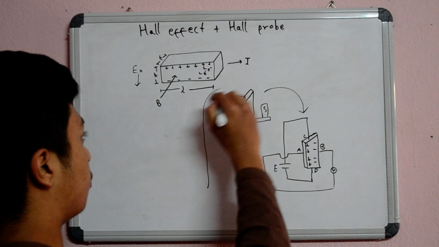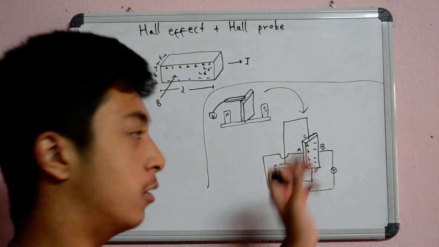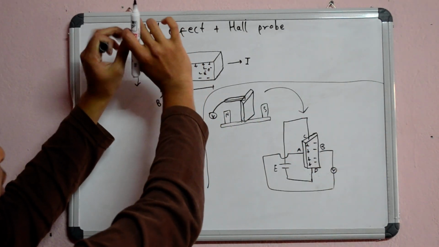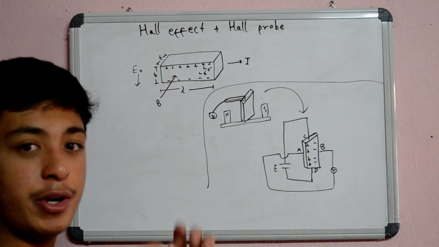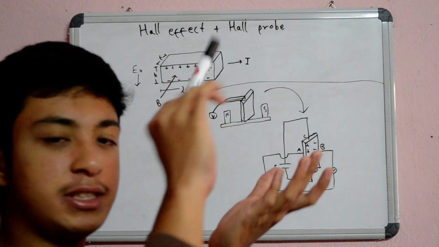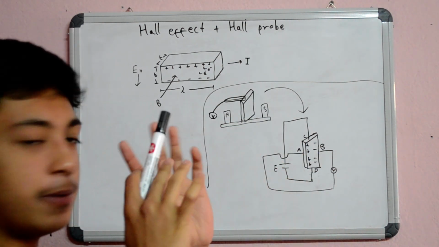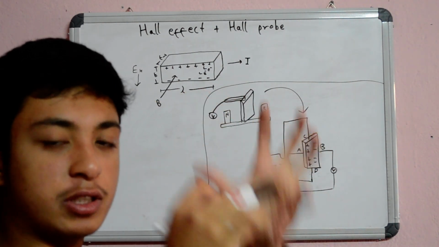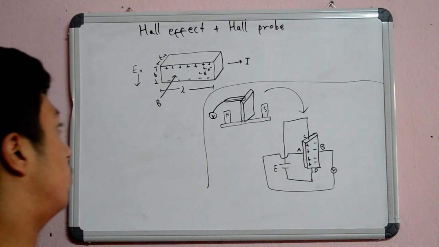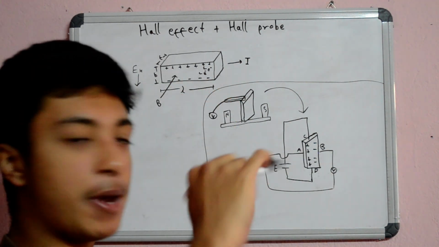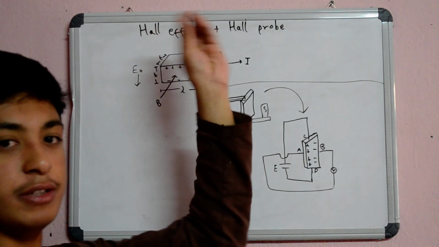Now this part is for the Hall probe, which I'll explain later. Now first for the Hall effect. So what is Hall effect? When a current carrying conductor is placed in a magnetic field, it experiences some potential difference or some voltage, which is perpendicular to the plane of the current and magnetic field, which is known as Hall effect.